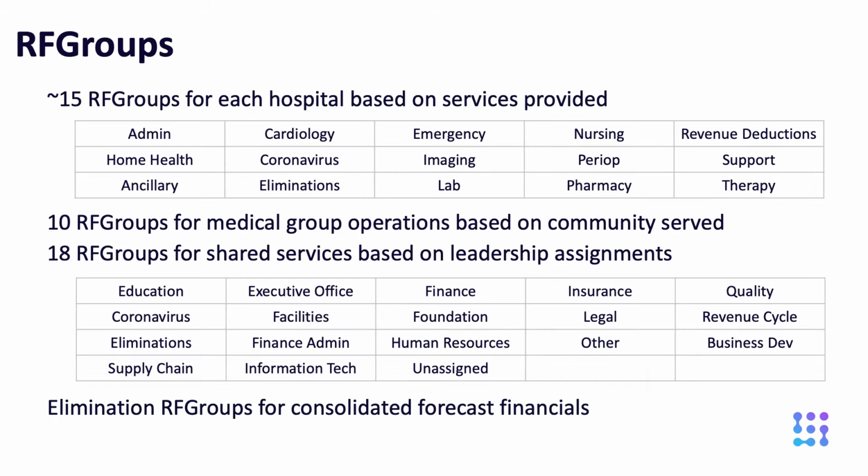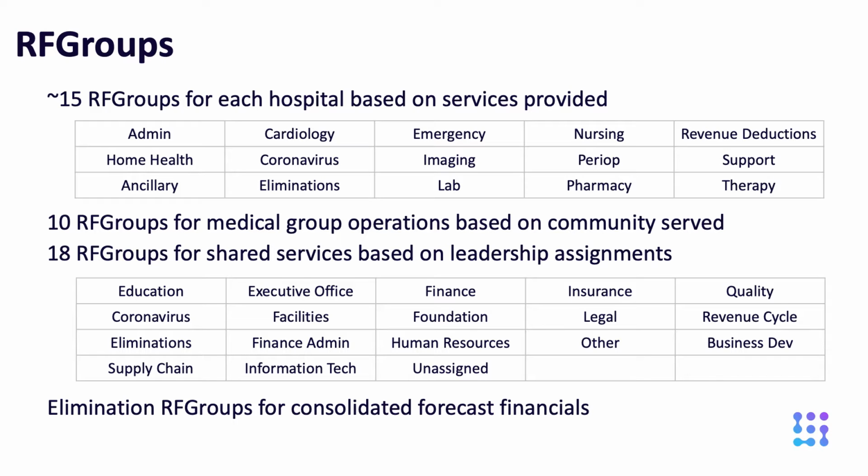So for rolling forecasting, what we started with was the RF groups. With our 10 hospitals, we took all of the departments and aggregated them down to 15 RF groups. You can see them listed there in the table with admin, cardiology, emergency, nursing. All of our nursing departments roll up into nursing, and that includes rehab and psych units, as well as long-term care.